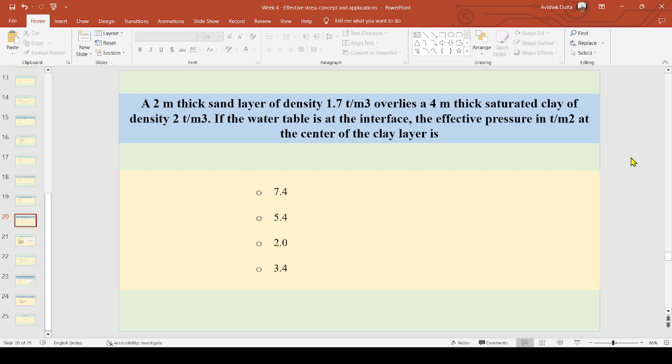A 2-meter thick sand layer of density 1.7 ton per meter cube overlies a 4-meter thick saturated clay of density 2 ton per meter cube. If the water table is at the interface, the effective pressure in ton per meter square at the center of the clay layer is 7.4, 5.4, 2 or 3.4.